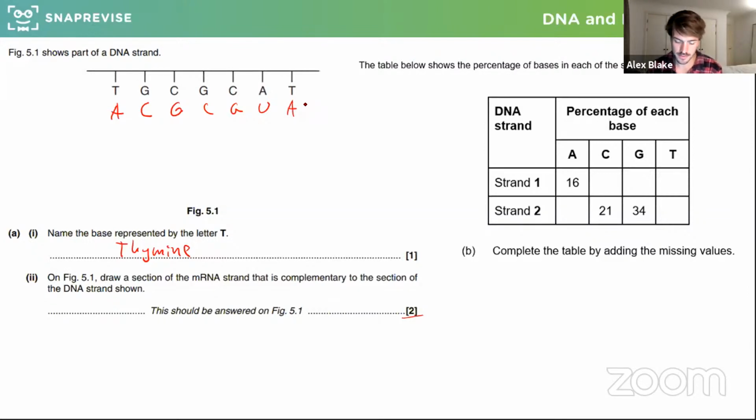Cool. So final question. Let's look at this. This is quite a common style question that comes up in all the specs. You'll be given some of the percentages of the DNA, and you have to fill in the rest from that. So it's basically just testing your knowledge of complementary base pairing, and then being able to subtract a number from 100.